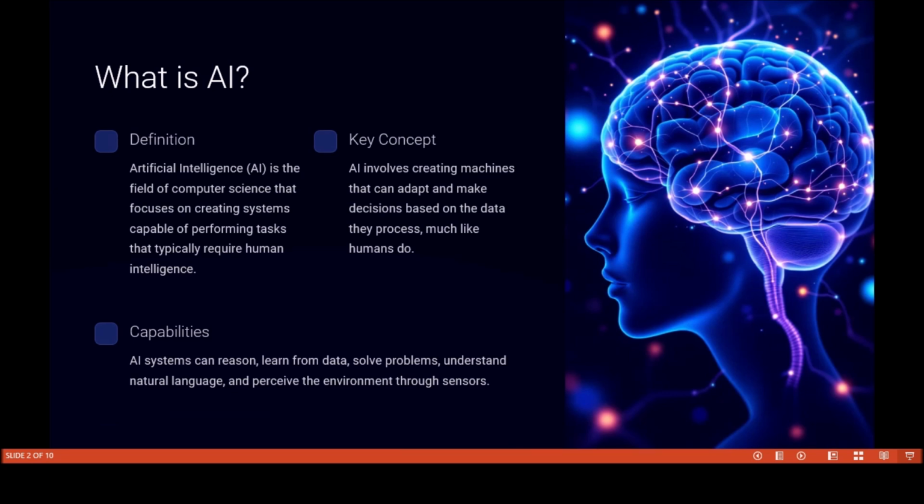A key concept here is that AI involves creating machines that not only execute predefined instructions, but can also adapt and make decisions based on the data they process, much like humans do. AI is simply described as the ability of a machine to perform tasks that require human intelligence. These tasks include decision making, learning from past experience, understanding natural language, and even perceiving the environment around them. Essentially, AI isn't just about following fixed rules, but about learning and improving over time.